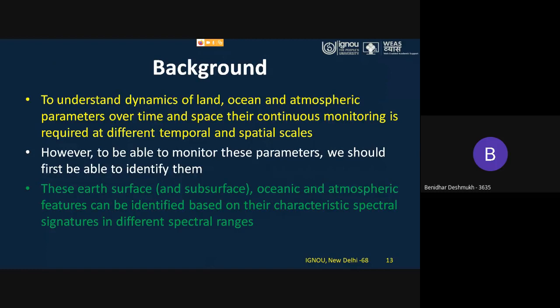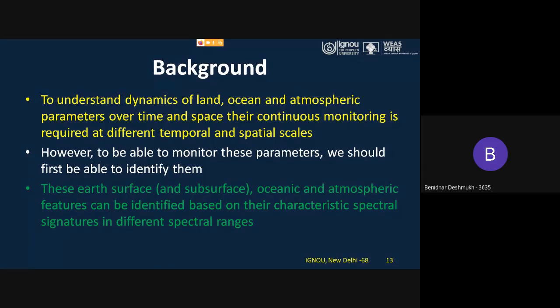Now, environment is a big topic that covers almost everything we can see around. To understand the dynamics of land, ocean, and atmospheric parameters over time and space, we need to first map these parameters, these features, and then we should be doing the continuous monitoring that is required at different temporal and spatial scales. So that is important here: to be able to monitor something, we need to map it first, and then we should have continuous monitoring at different temporal and spatial scales.